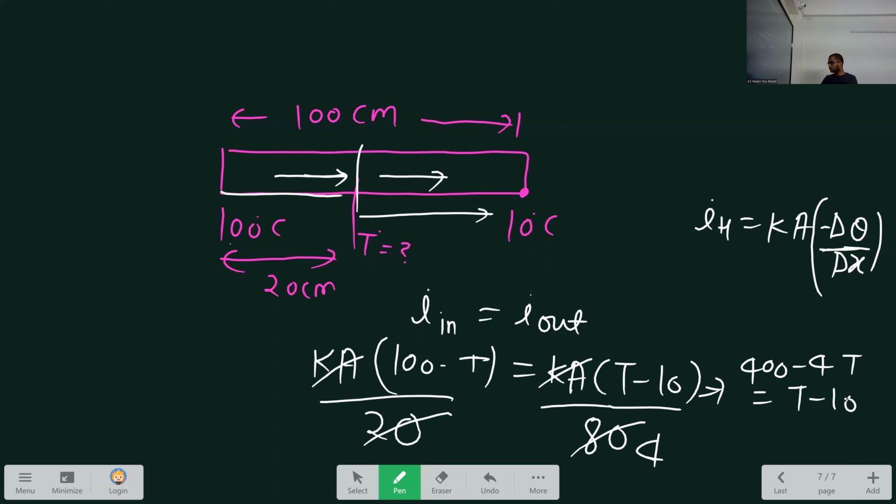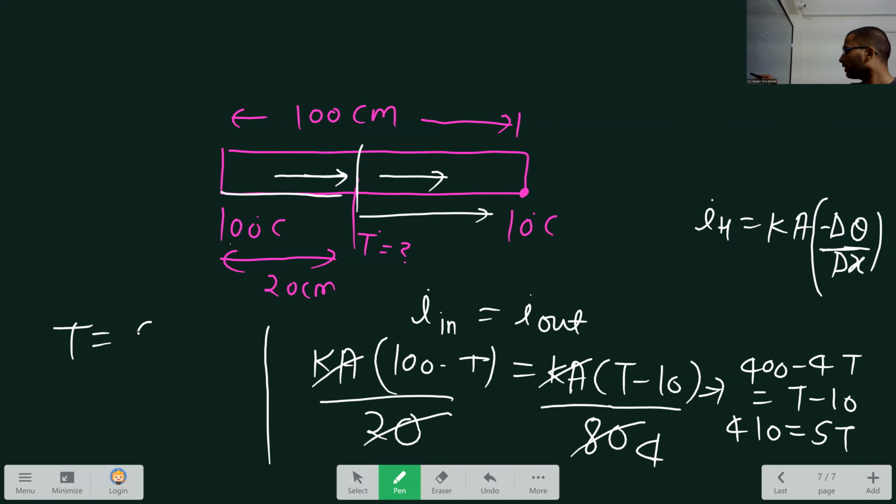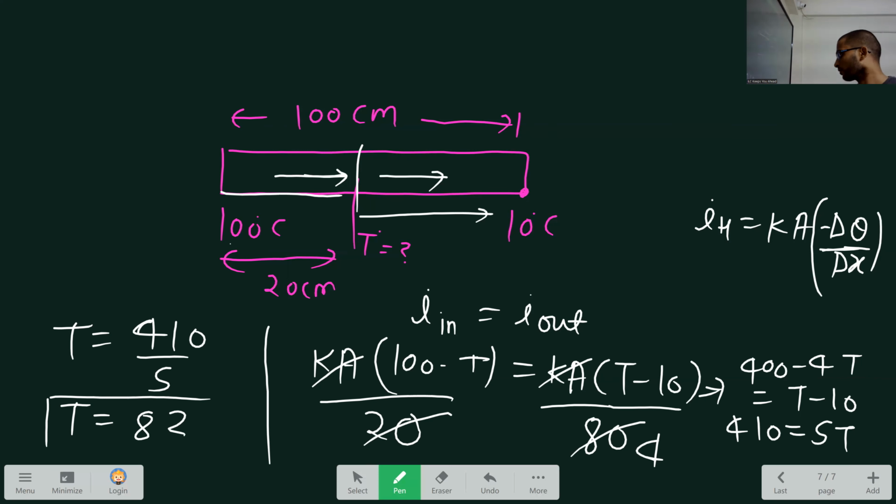So this will be, students, 410. This should be equal to 5T. Right? 410 should be equal to 5T. So T will be 410 by 5. 5 8s are 40 and 5 2s is 10. Okay. So this will be 82 degrees Celsius.